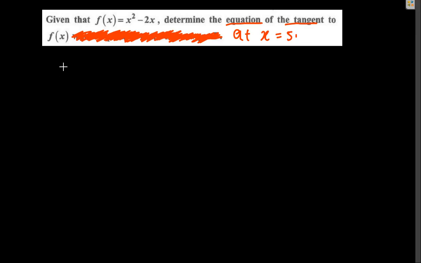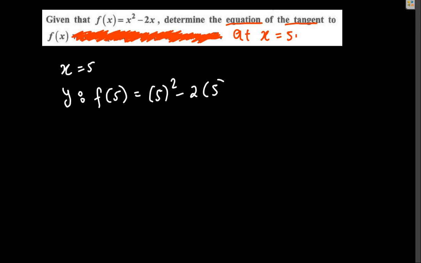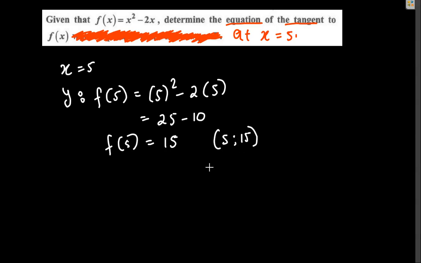So since we already know that our x is 5, to get the y value, we're going to say f of 5 is equal to 5 squared minus 2 into 5. And then that will be 25 minus 10, which is 15. So f of 5 is 15. Remember, what is f of 5? It means x is 5 and the y value is 15. So that is okay. Now we have our x value and our y value. Now what is the next step?